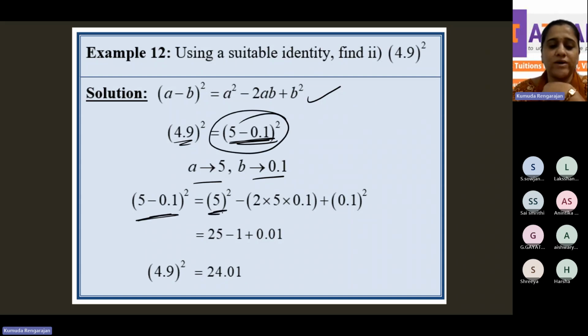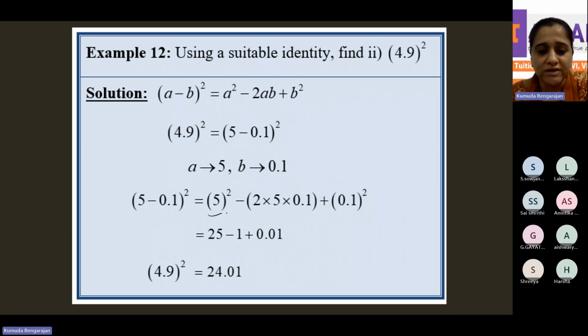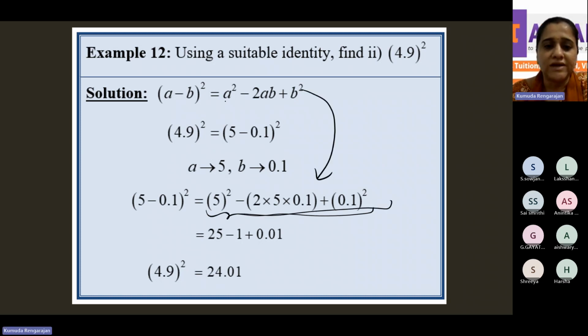So it is a square. You have the answer here. How to write this step? If your question is how to write this step, this is only this step: a square, 5 square, minus 2ab, minus 2 into a, 5, into b, 0.1. Then see the sign is here, plus b square, 0.1 square.